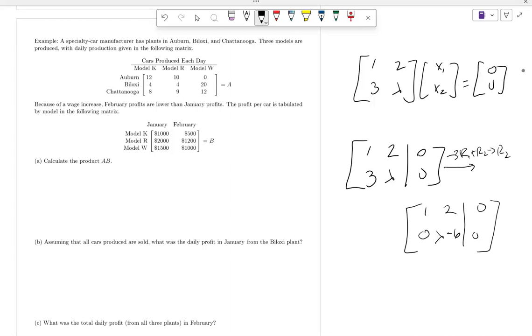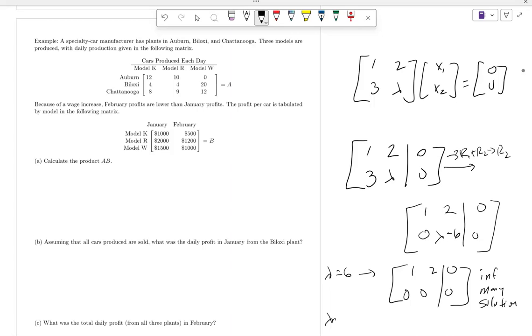So what happens if lambda equals 6? What do you get? You get a 0 there, don't you? So how many solutions do you have if lambda equals 6? Yeah, infinitely many, right? Because we got that pivotless column there, don't we? So we get infinitely many solutions.